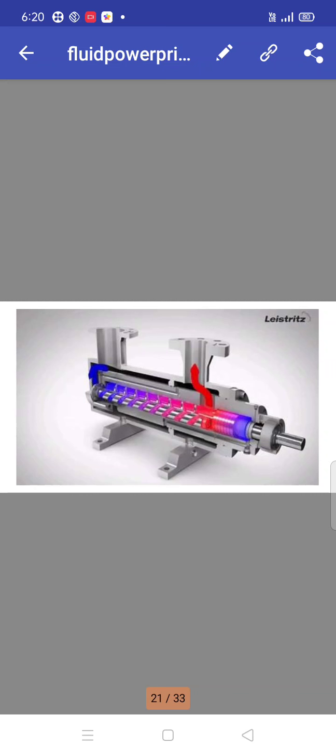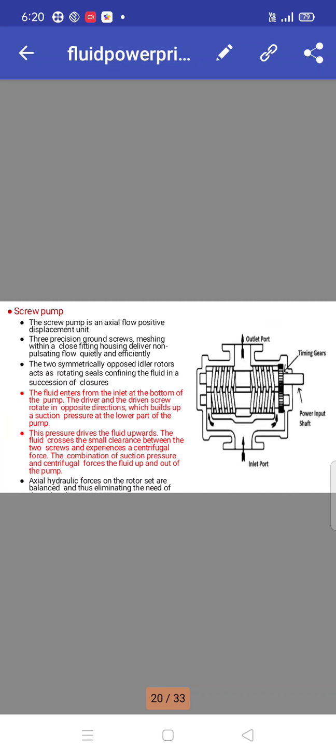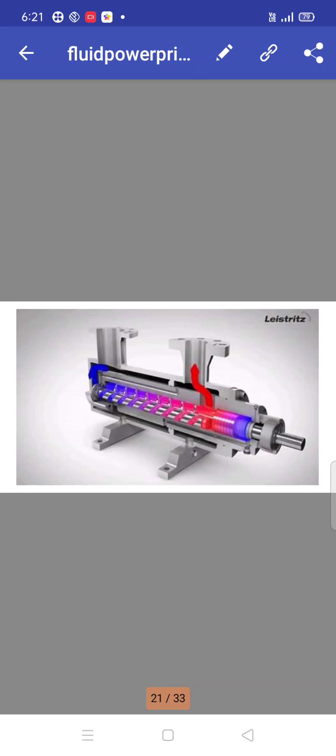So this is the diagram shown of the screw pump. Its flow is from the bottom to top. In between them, the power input shaft and the timing gears are provided at the end of the screw. So this is the three-dimensional and animated representation of the screw pump.